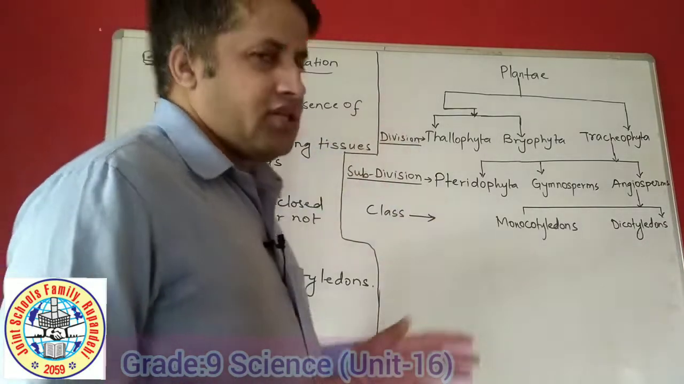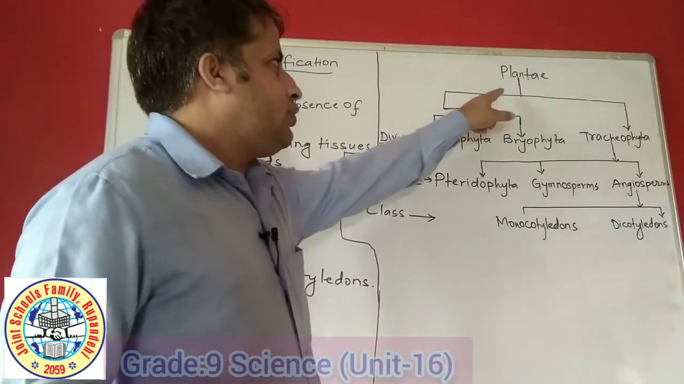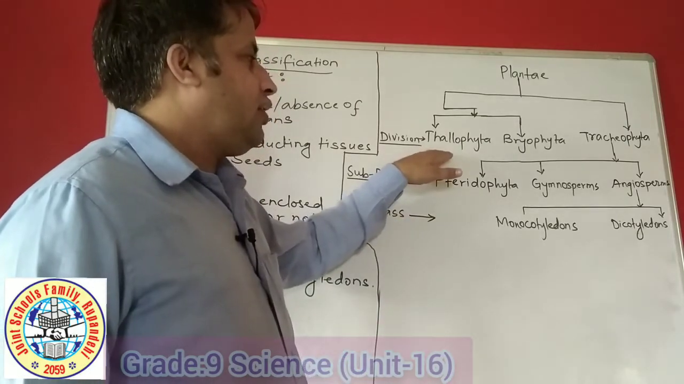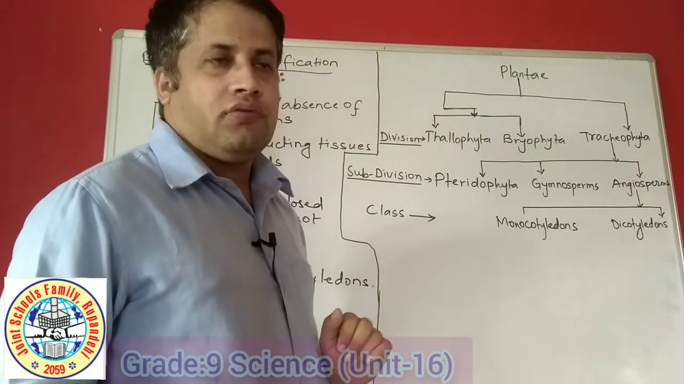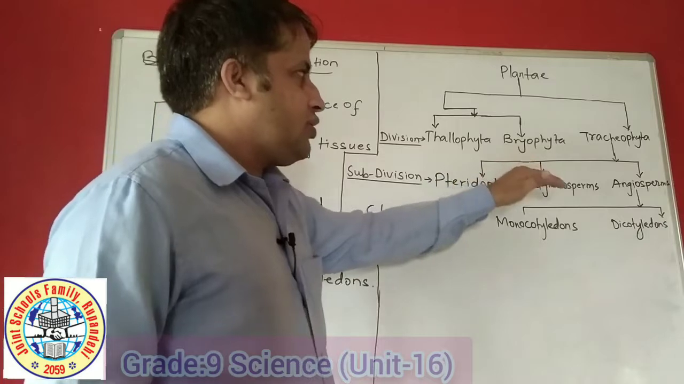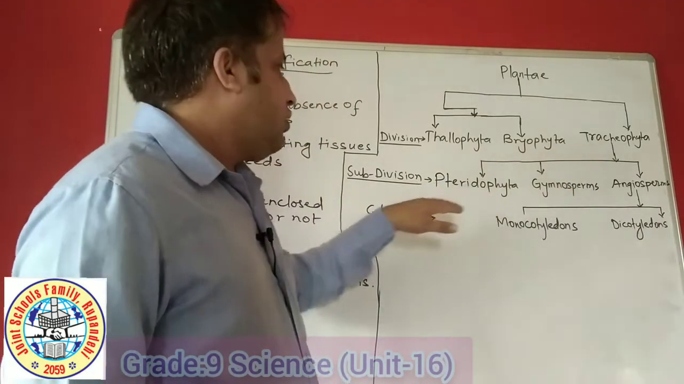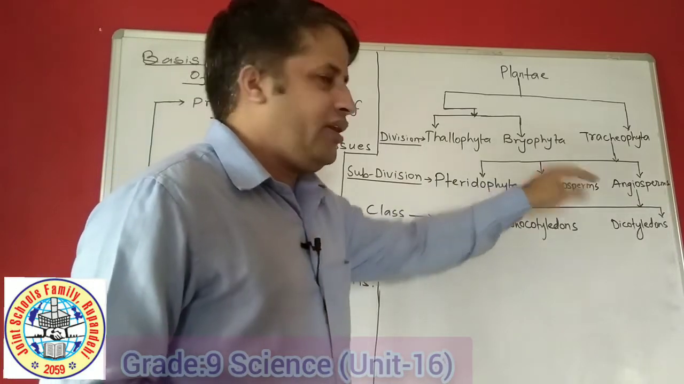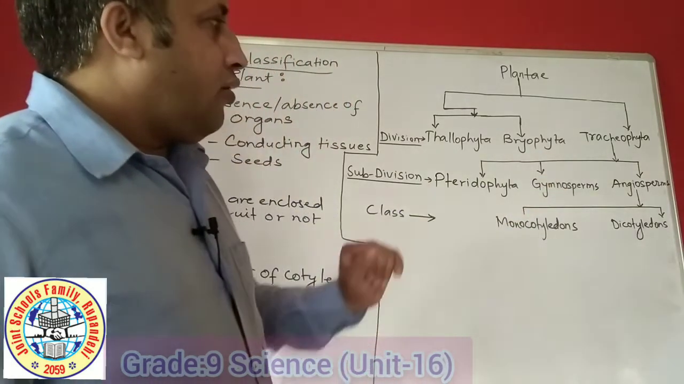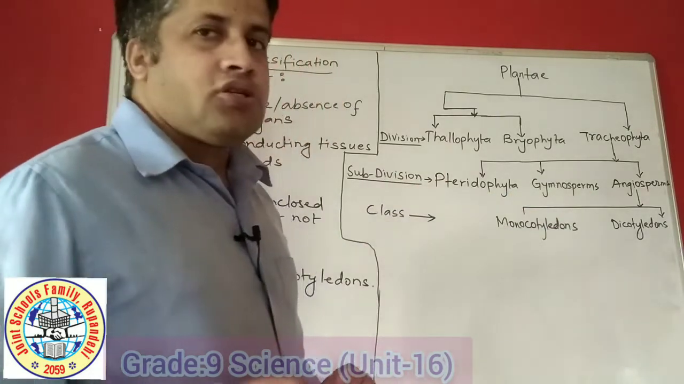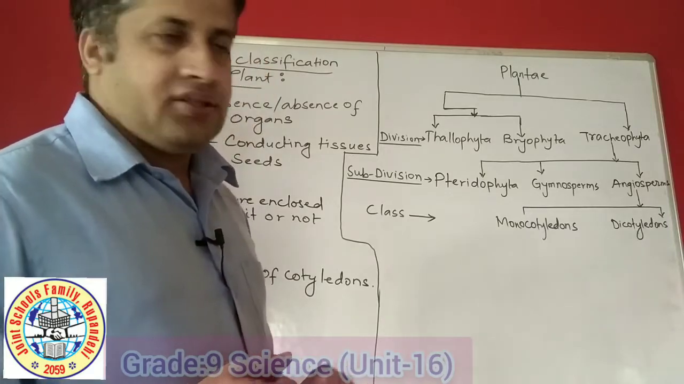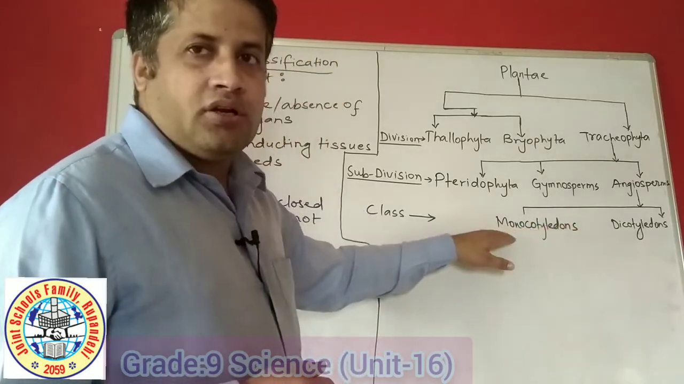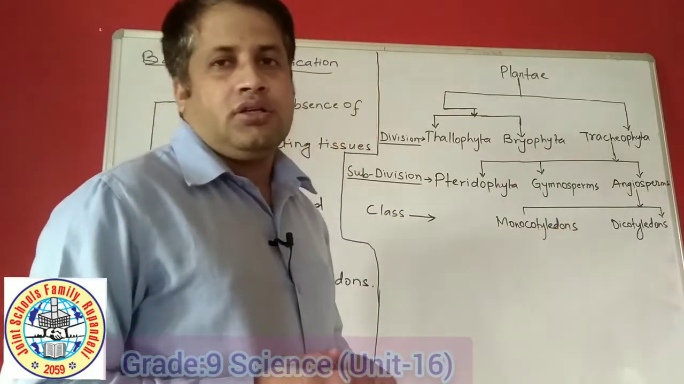Okay, now let's discuss the classification of plants. The plant kingdom is classified into three divisions, namely Thallophyta, Bryophyta and Tracheophyta. Out of these, Tracheophyta is further subdivided into Pteridophyta, Gymnosperm and Angiosperm. And Angiosperms are further divided into classes, monocotyledon and dicotyledon, meaning having a single cotyledon and having two cotyledons.